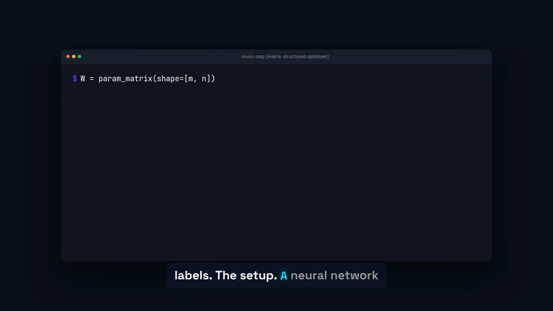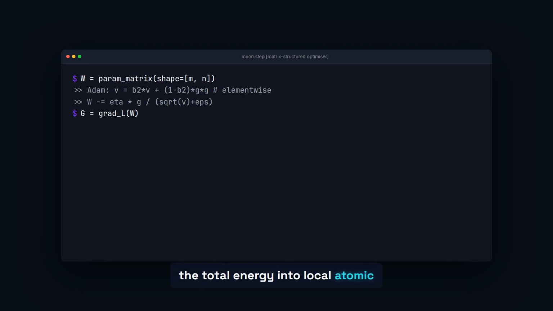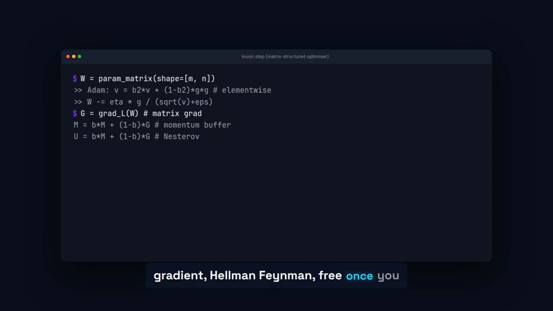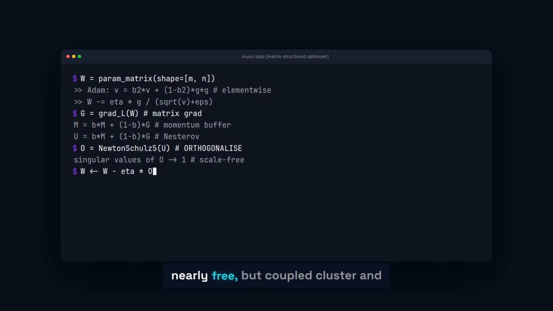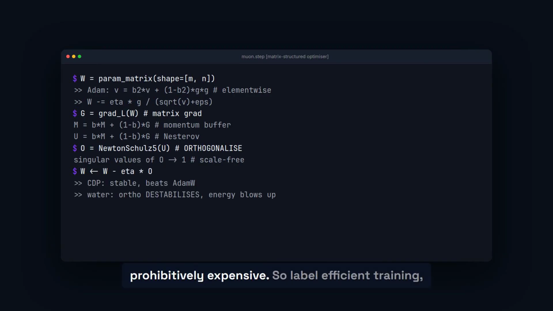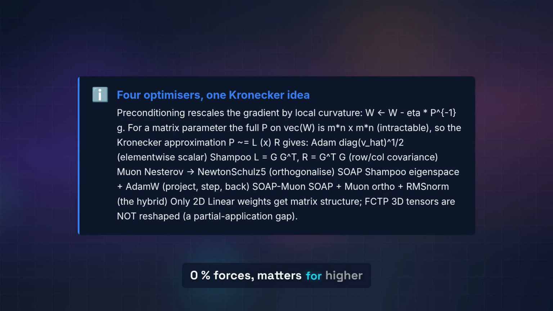The setup. A neural network fits quantum mechanical reference energies, decomposing the total energy into local atomic contributions. Forces are the negative energy gradient, Hellmann-Feynman, free once you have energies. Training minimizes a weighted energy plus force error. Here is the catch. Cheap DFT forces are nearly free, but coupled cluster and diffusion Monte Carlo force labels are prohibitively expensive. So label-efficient training, dropping to 5% or even 0% forces, matters for higher-level theory.